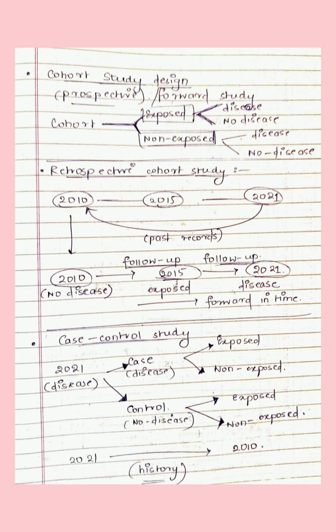Now from these records, we'll start the follow-up. We'll see how or when they were exposed to what agent or risk factor. Then again, for a few more years, we'll do the follow-up after the people have developed the disease. So in 2010, they had no disease, but we saw their records, their tests, we did the follow-up and we realized what they were exposed to.